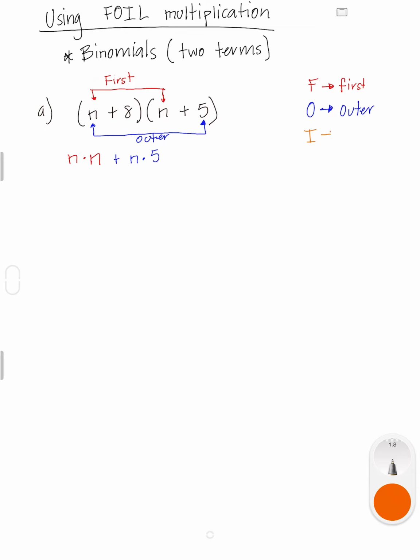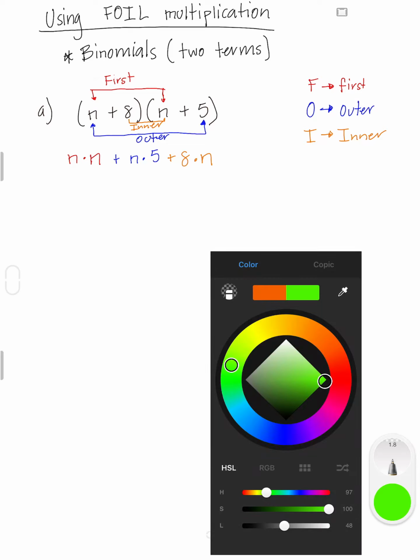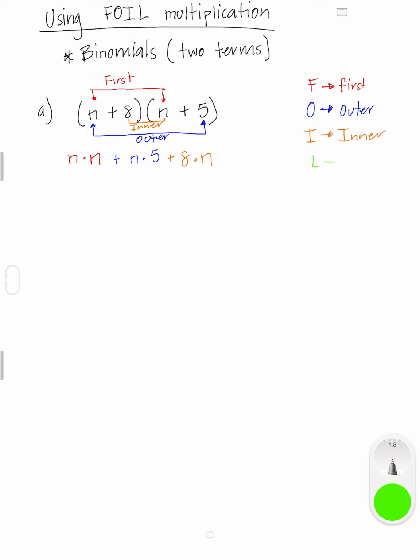Then I stands for the inner terms. So the inner terms are the ones inside. So 8 and n. So these are the inner, right? So plus 8 times n. And then we want to multiply the last terms on each parenthesis. So we have 8 is the last term on the first parenthesis and 5 is the last term on the second. So we're going to have plus 8 times 5.